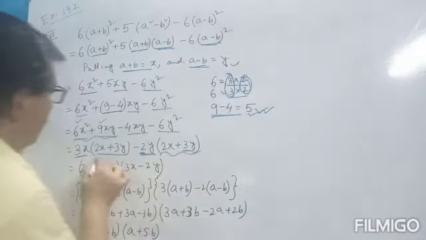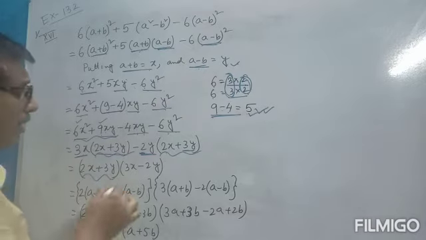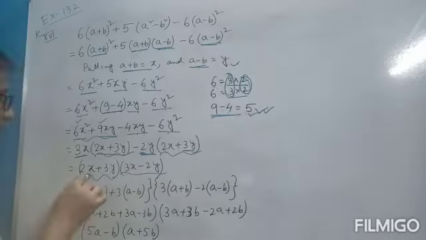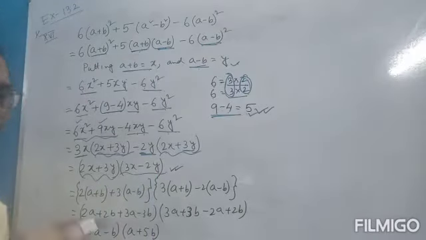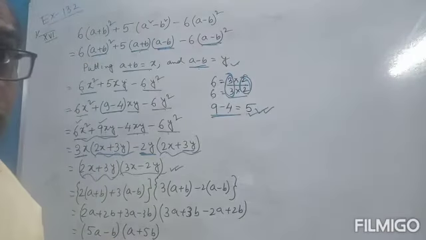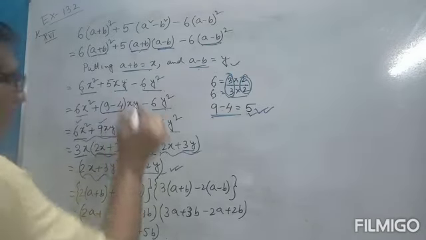Now 2x plus 3y, this is also 2x plus 3y. Take 2x plus 3y common and the remaining is 3x minus 2y. So the factors are 2x plus 3y and 3x minus 2y. But the problem is not given in terms of xy. The problem is given in terms of a and b, so we have to put the values back.